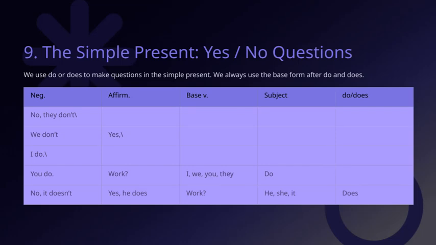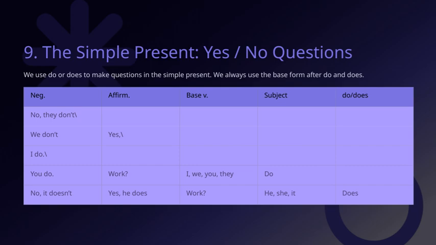Now, let's talk about how we form yes or no questions in the simple present tense. We use do or does to make these questions. An important point is that we always use the base form of the verb after do or does. For example, for short answers in the negative, we say, no, they don't or we don't. When answering affirmatively, we say, yes, I do or you do.